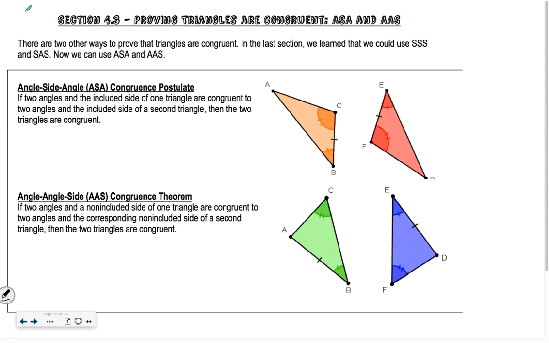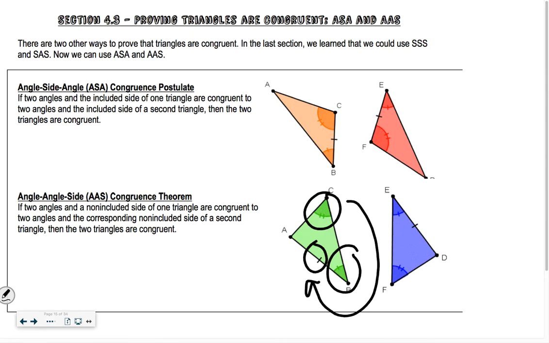As you're going around, it's a little tricky when you're going around. So see how I have an angle with a side in between it and then another angle? That's angle, side, angle, okay? But if I go around the other way, so see how I had an angle, I didn't have a side, the next thing that I was going around was an angle, and then I had a side, that's angle, angle, side. Do you guys get how that works?